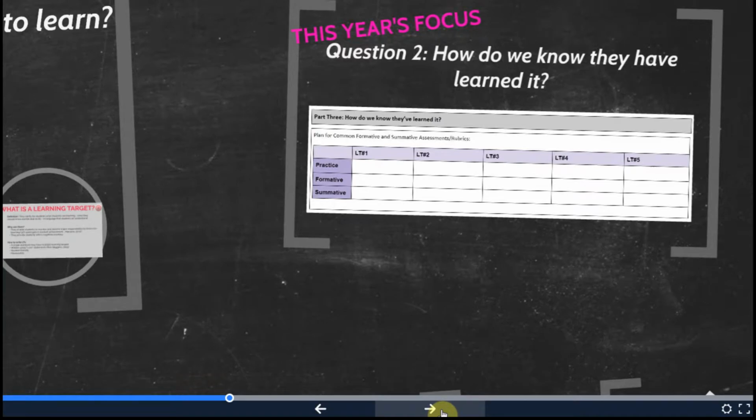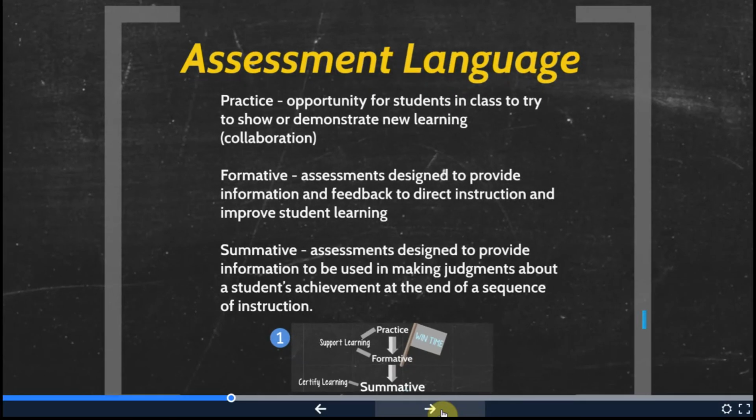But before we keep going, I want to make sure we're all on the same page with assessment language. When we're talking about practice, you've taught some new information to the students, and now you're giving them that first practice with it. That first opportunity for students to show if they understand the new learning that you've taught them. Oftentimes, teachers will use this as a collaborative opportunity with students, because it's the first time they're really playing with the material that you've taught them.